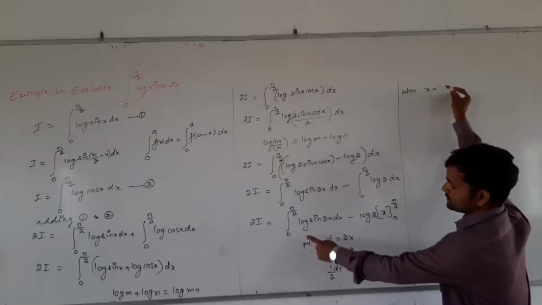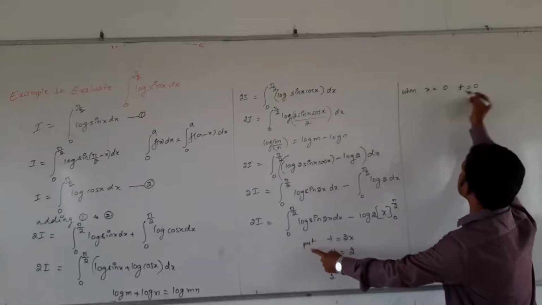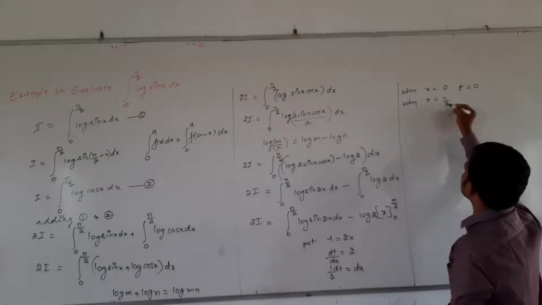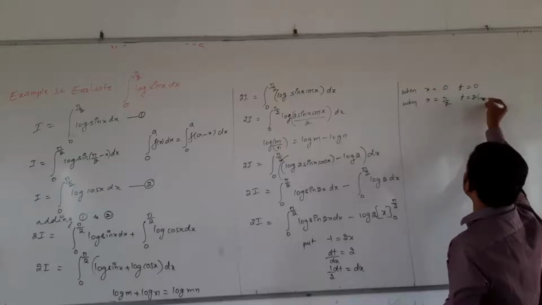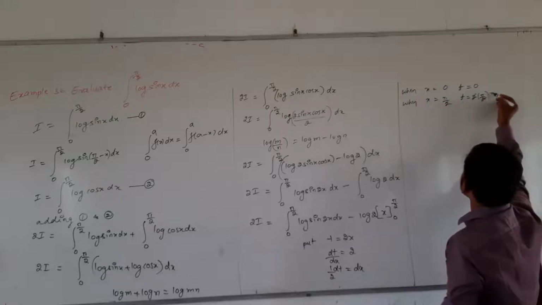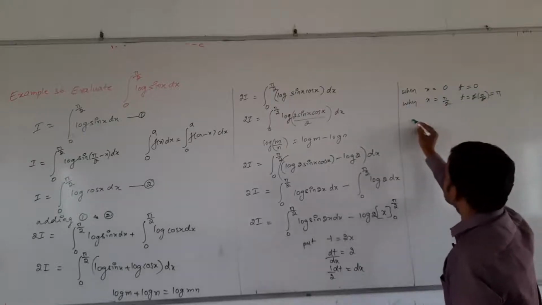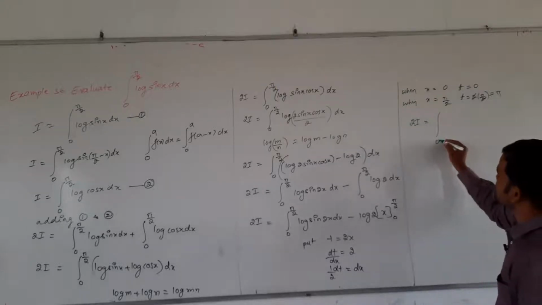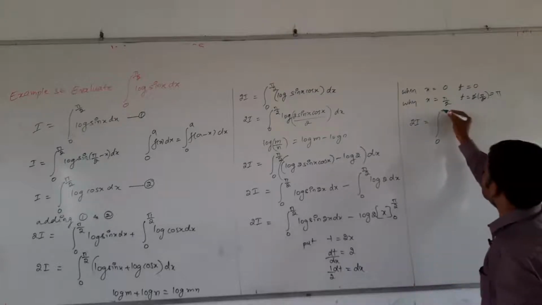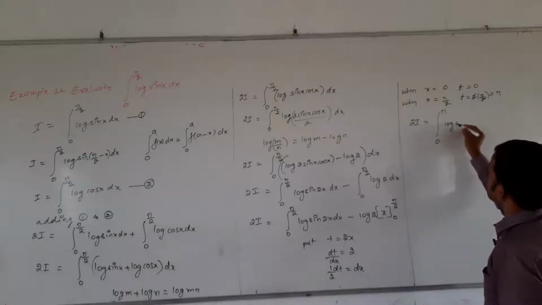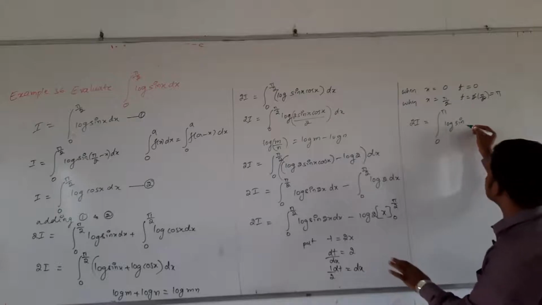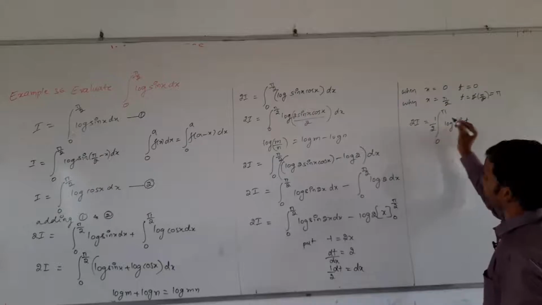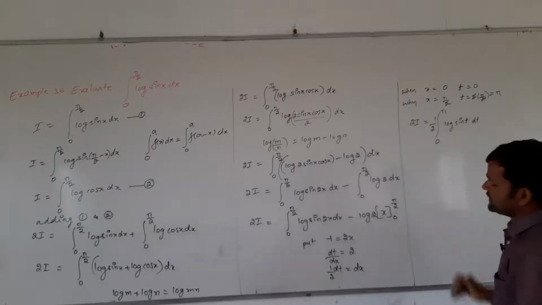When x is equal to 0, the lower limit t is also 0, and the upper limit, when x is equal to pi by 2, t is equal to 2 into pi by 2. The 2 cancels out, we have pi here. Yes, this is 2I is equal to the integration from 0 to pi of log of sin t, since 2x is t, dx is 1 by 2 into dt, 1 by 2 I will write outside into dt.